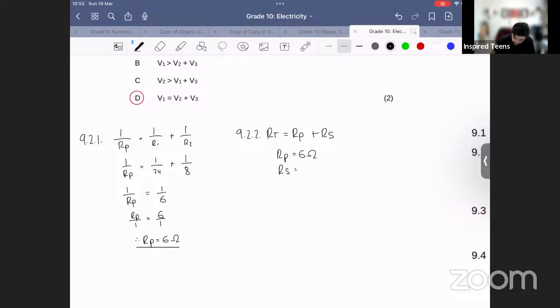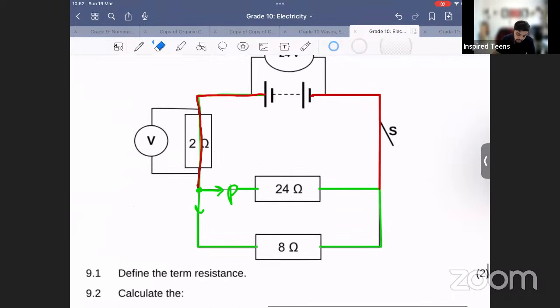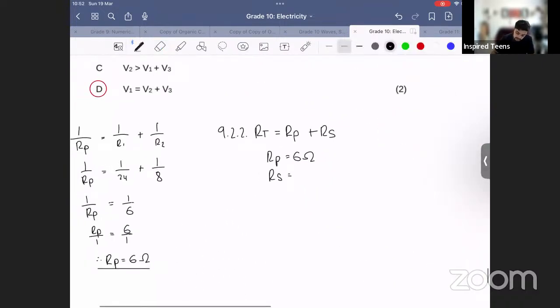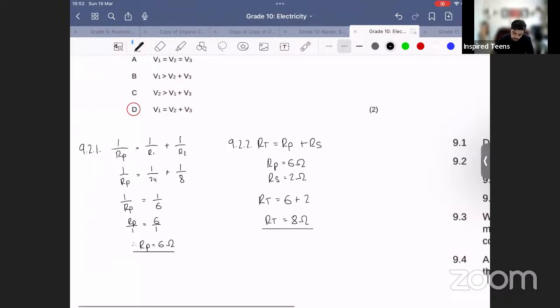R series, can we calculate it? There's no need to calculate R series, because there's only one resistor in R series. If there were 2, however, we just add them up. If there were 2 resistors in series, we just add them up, because that's how you calculate the resistance in series. There's no need to do 1 over R1 and 1 over R2. You just add them up. So this is just 2 ohms. So therefore, R total is going to be equal to 6 plus 2. R total is 8 ohms.